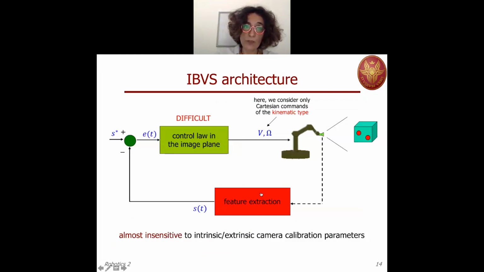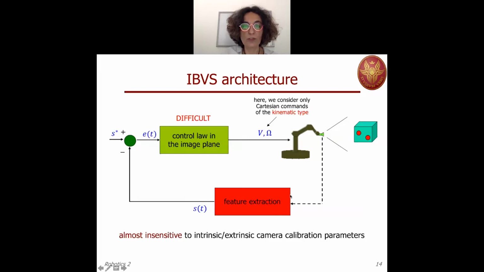Next, the other architecture, as said, is the image-based visual servoing architecture, in which, once again, here we have the robot and the object, with features quite easy to extract from the image. Of course, this is an example. In reality, feature extraction is a quite challenging step in the visual servoing control loop.